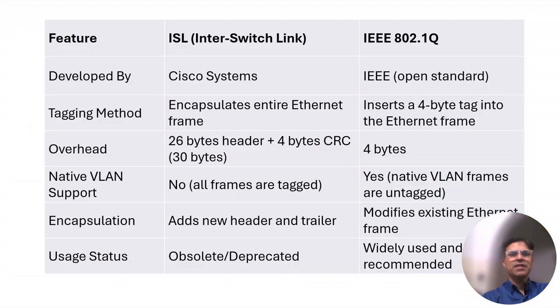ISL, Inter-Switch Link, is Cisco's, and IEEE 802.1Q is an open standard. This is why IEEE 802.1Q is used widely and is recommended; ISL has encapsulation overhead. It adds a new header and trailer, a 26-byte header and a 4-byte CRC, a total of 30 bytes, whereas 802.1Q adds only 4 bytes.